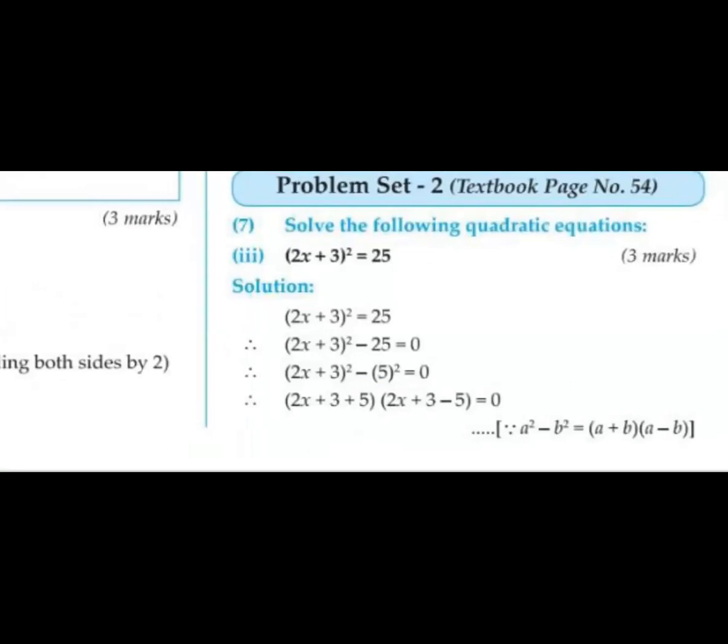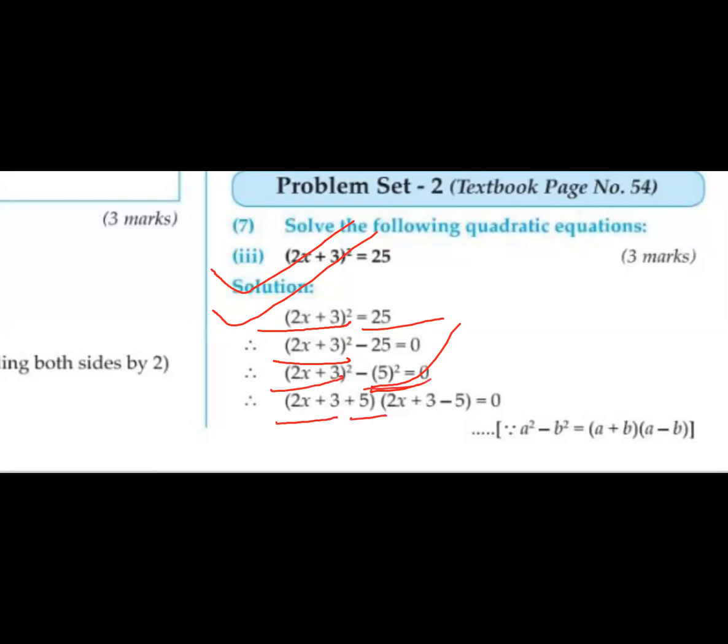Now one more question is there. (2x plus 3) whole square equals to 25. So 2x plus 3 whole square, you can write 25 as 5 square. So this formula, this is A, this is B. So this is A plus B, A minus B. Formula is here.